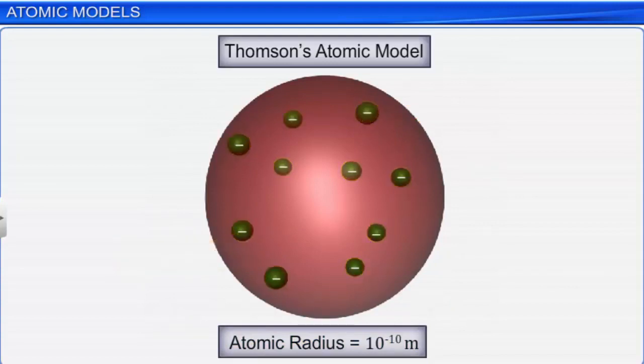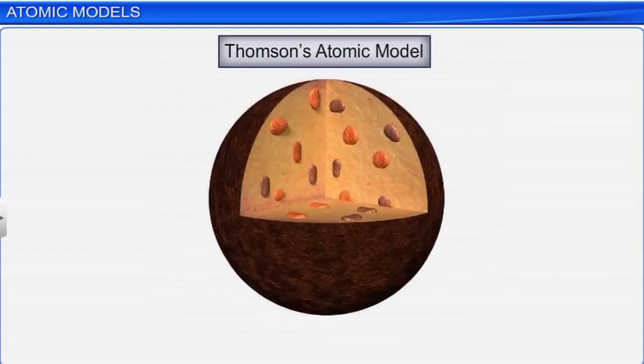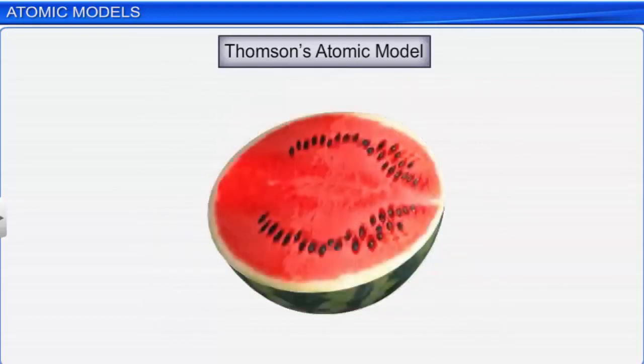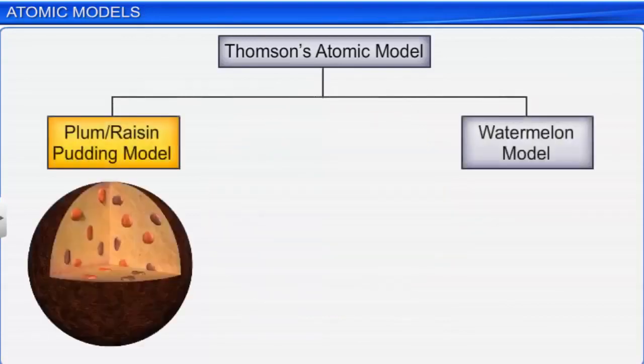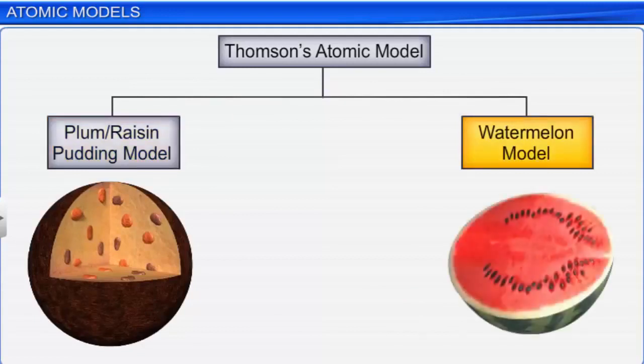In this model, the negatively charged particles that are embedded in the evenly spread positive charge can be visualized as plums or raisins or seeds that are embedded in a pudding or watermelon. Therefore, this model is also called the plum pudding, raisin pudding, or watermelon model.